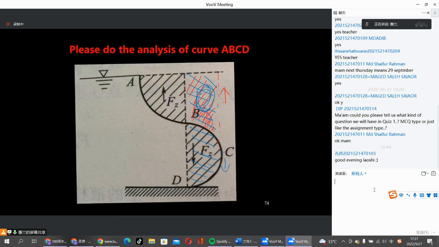the vertical force should be equal to the weight of the volume enclosed by the curve BCD. Okay, right? That is why we need to split curve BCD into two halves: for BC we have an empty pressure volume, and for DC we have a true pressure volume. That's why.